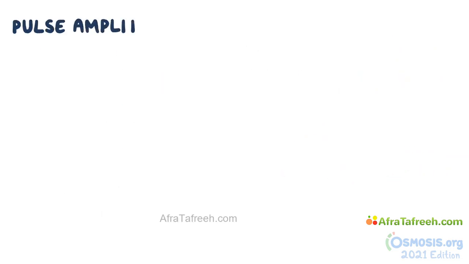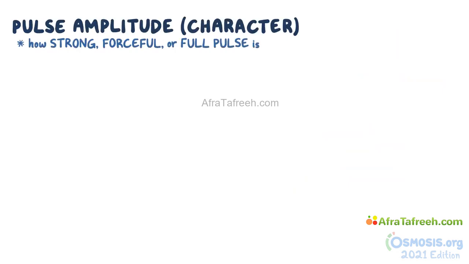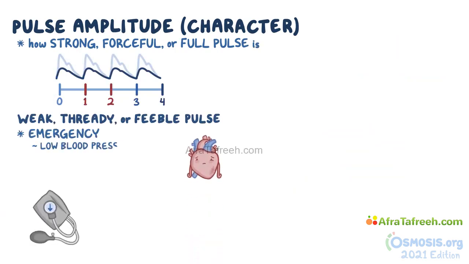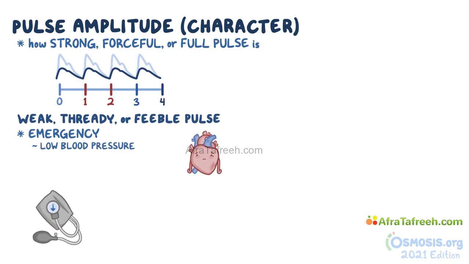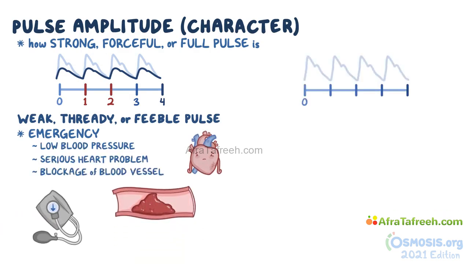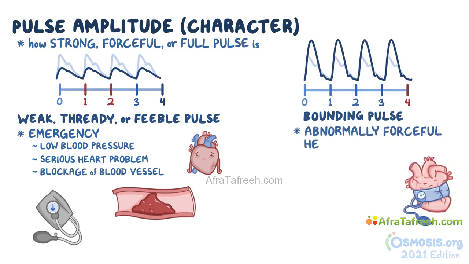Then there's the pulse amplitude, or character, which refers to how strong, forceful, or full the pulse is. A weak, thready, or feeble pulse is typically considered an emergency and could be an indication of low blood pressure, like when a client is bleeding, as well as a serious heart problem or a blockage of a blood vessel. In contrast, a bounding pulse refers to a pulse that's stronger than normal and could be caused by an abnormally forceful heartbeat.